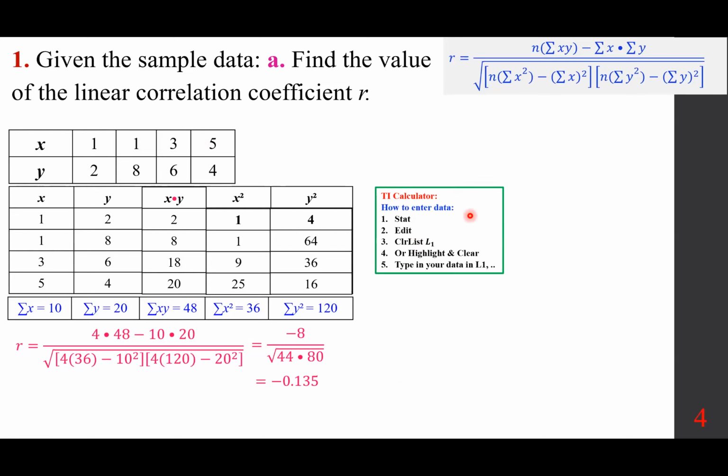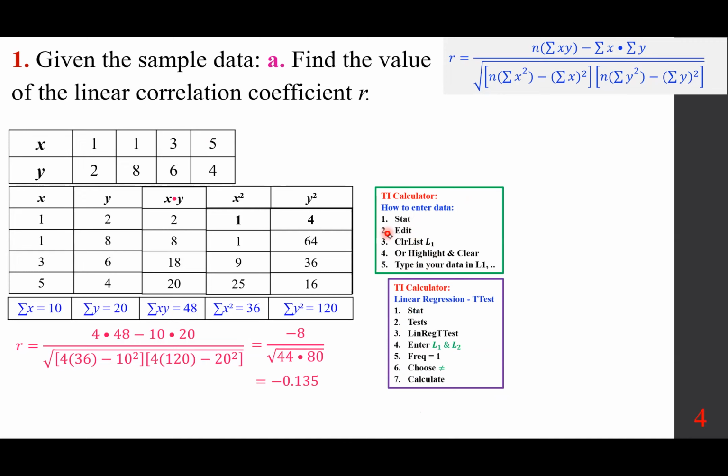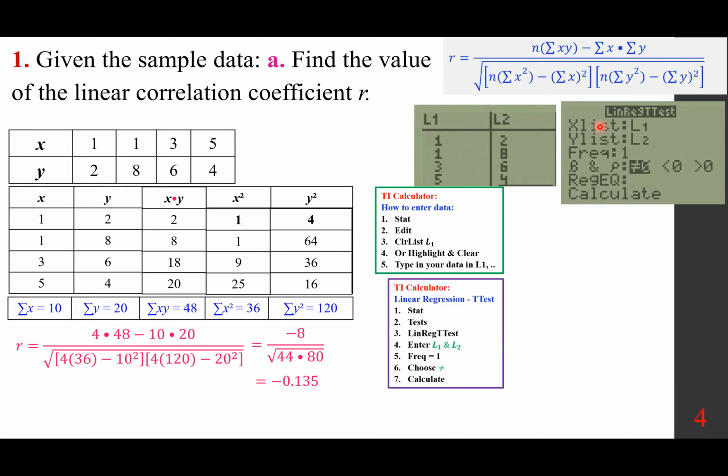So you enter the data into L1 and L2, and I'm reminding you how to do that. And then we run linear regression t-test, and we enter L1 and L2. The x's enter L1, the y values enter L2. Okay, 1, 1, 3, 5, 2, 8, 6, 4, and we run the linear regression t-test. It gives us a lot of information.